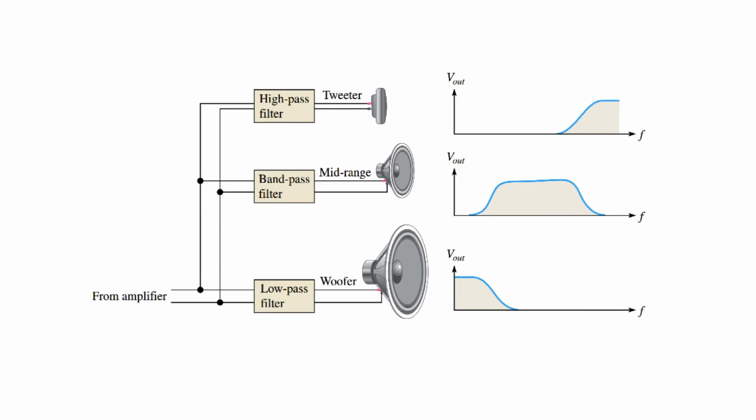Another application of filters is your crossover network. This network uses filters to separate the audio frequency bands, creating the variety and richness of sounds that you hear coming out of a set of speakers. The woofer employs a low-pass filter. The tweeter employs a high-pass filter. The mid-range speaker employs a band-pass filter, producing the frequencies not covered by the woofer and the tweeter.